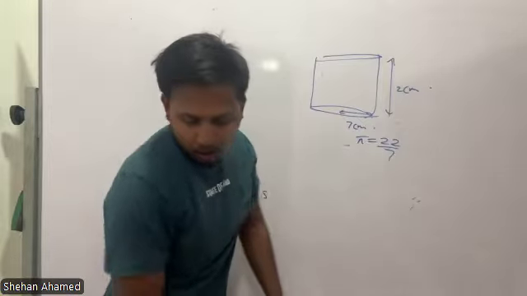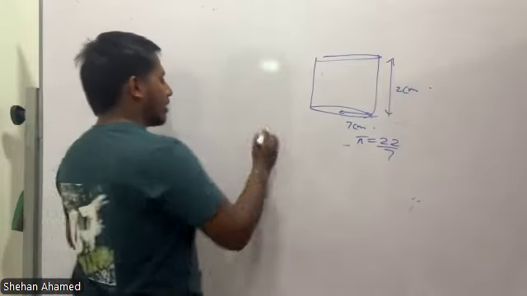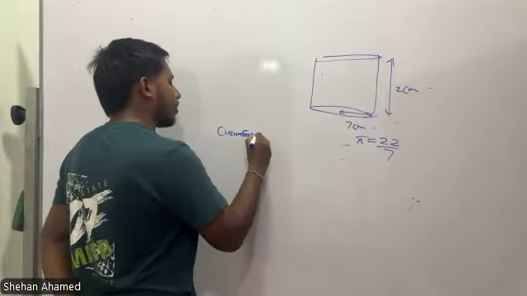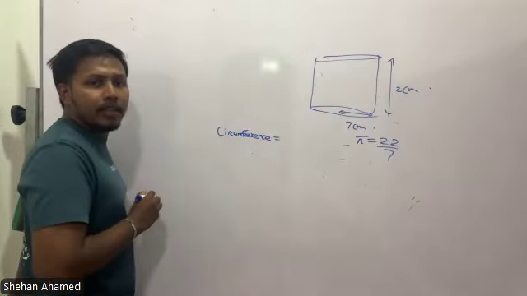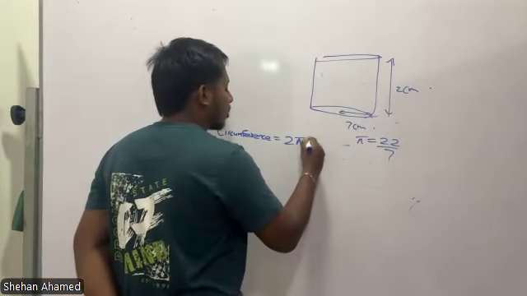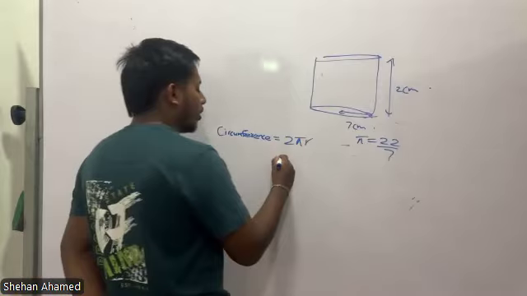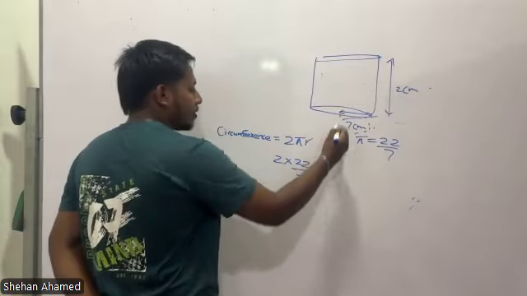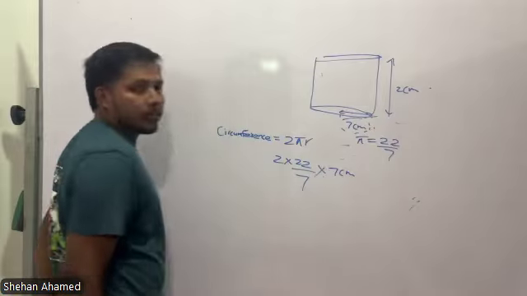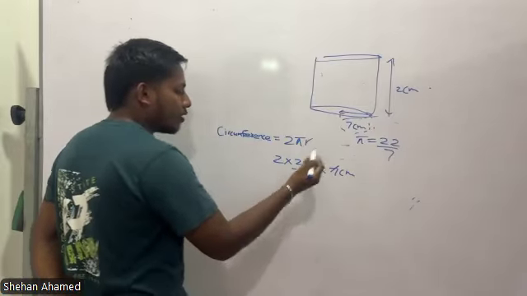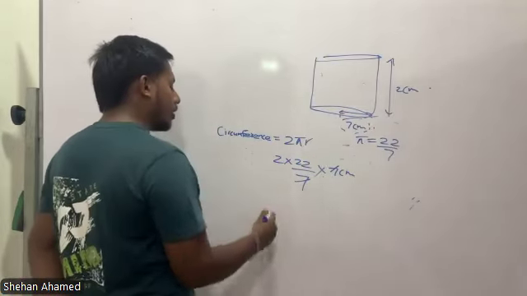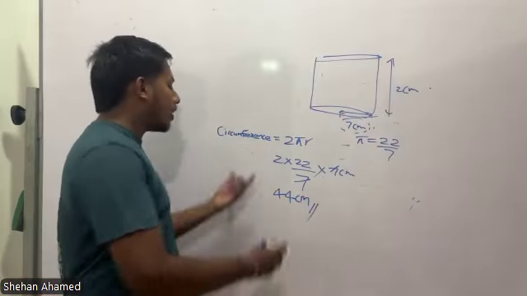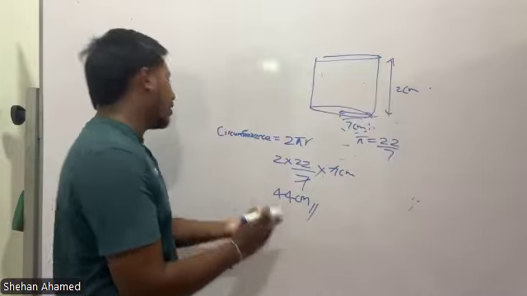So what you're going to do is first find the circumference of the circle. To find the circumference, the equation is 2 pi r. 2 into the pi value, 22/7, and the radius is given as 7 centimeters. Now 7 and 7 you can cancel. So 2 times 22, the answer is 44 centimeters, which is the circumference of the circle.